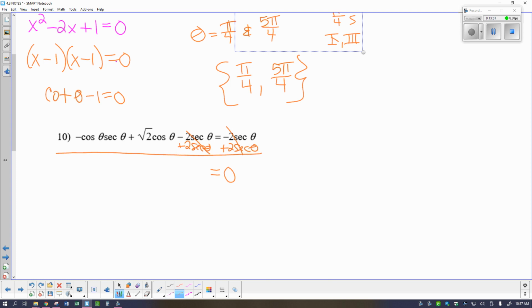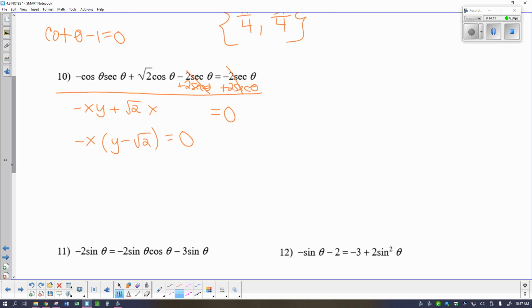So if you're putting x and y in here, so maybe you do negative xy plus square root of 2x. What do they have in common? So maybe you factor out what they have in common. So a negative x, and then you'll have y minus the square root of 2 equals 0. And then I'm going to go back, because I don't love the two different trig functions having two different variables. I'm going to rewrite negative x as negative cosine of theta equals 0, because I'm setting this equal to 0 and this equal to 0.